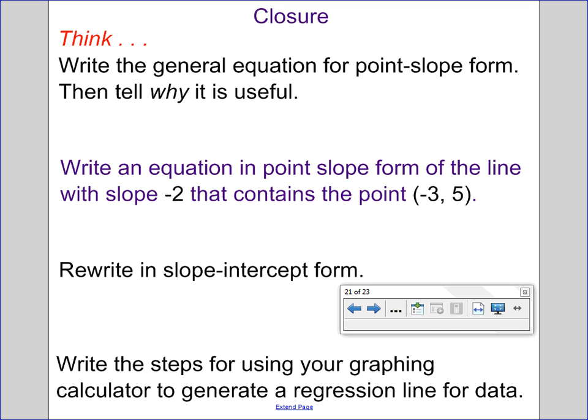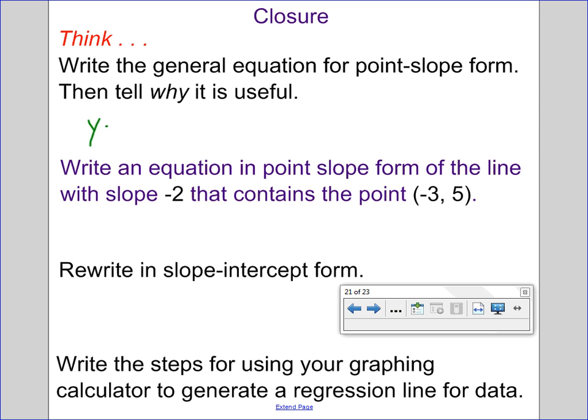Okay, let's go ahead and share some of our initial responses, and then we'll make sure that we have the correct steps for our grapher. We'll need that for our activity in just a minute. So, firstly, what's the general equation for point slope form with letters? So what does that look like with letters? Okay, Cody.